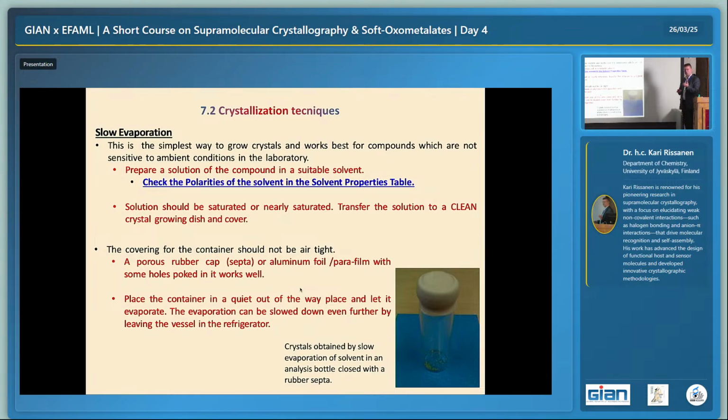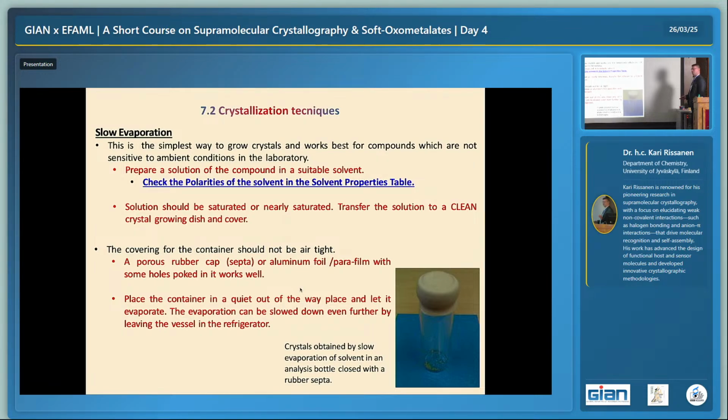And normally, the slower the evaporation, the better the result, because then it's a slow process. It has time to find the best conditions for the crystal growth. And that's the idea. Now, when you do the slow evaporation, place the container in a quiet, out-of-the-way place.